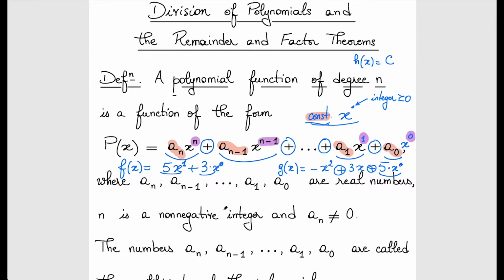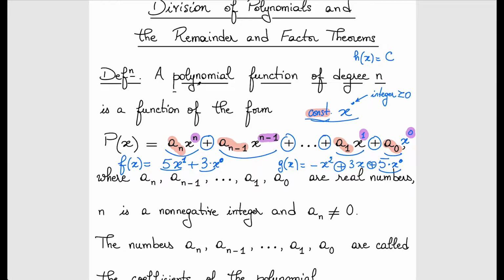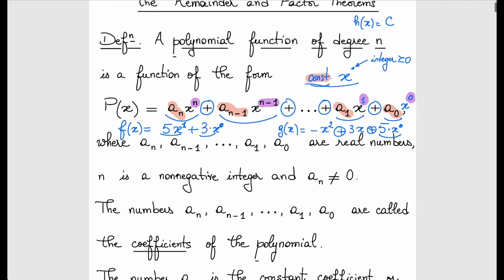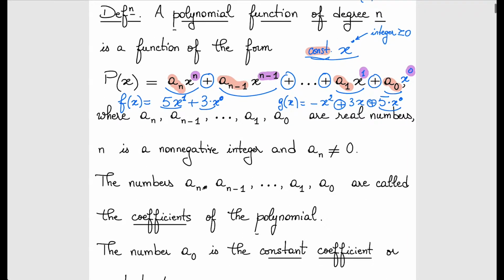All right. So to summarize again, what's a polynomial function? It's a finite sum of terms that look like a constant times x to some power, and that power should be an integer greater than or equal to 0. The highest power that occurs in the sum is called the degree of the polynomial. For example, the degree here was 1, the degree here was 2.